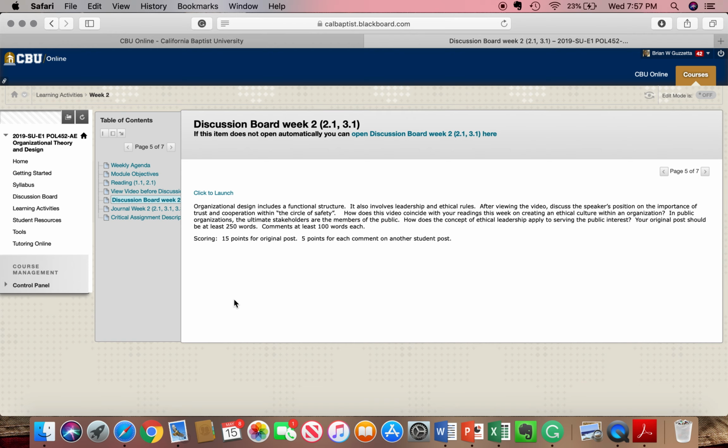In public organizations, ultimate stakeholders are the members of the public. How does this concept of ethical leadership apply to serving the public's interest? Your original post should be at least 250 words, comments at least 100 words. And then there's a rubric. 15 points go towards your original post, and 5 points go towards each of the posts to your fellow students, for a total of 25 points.